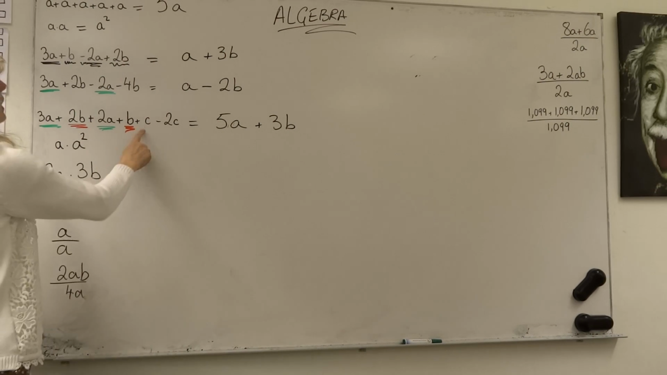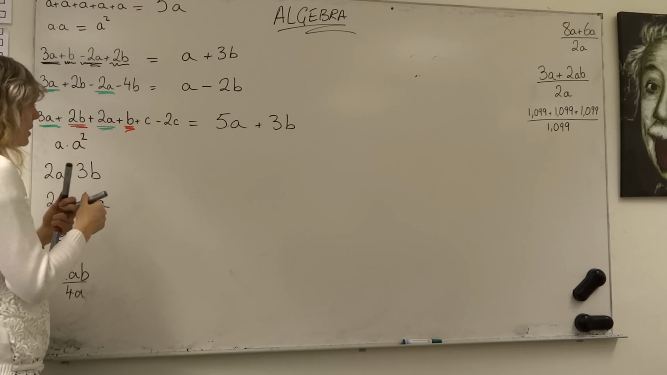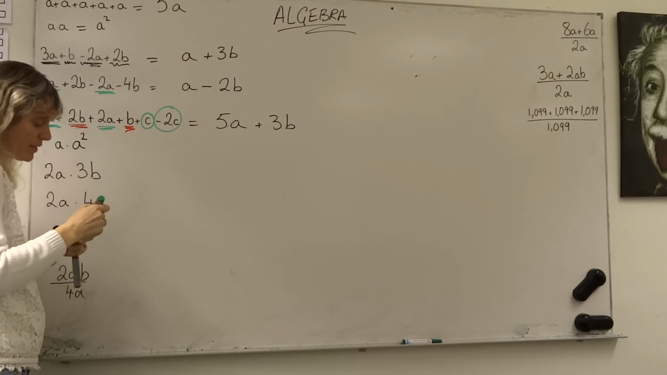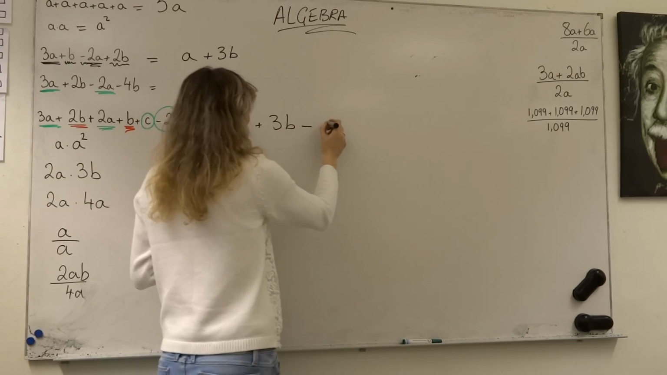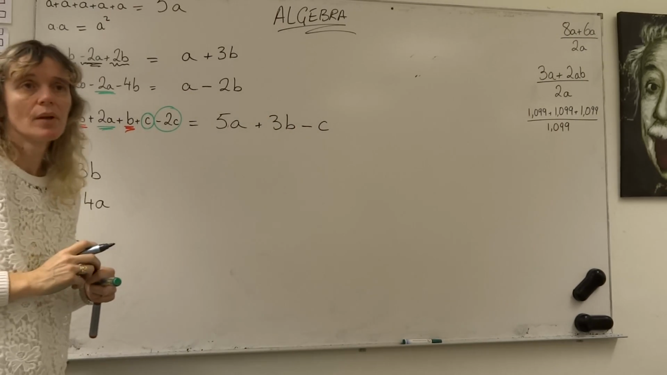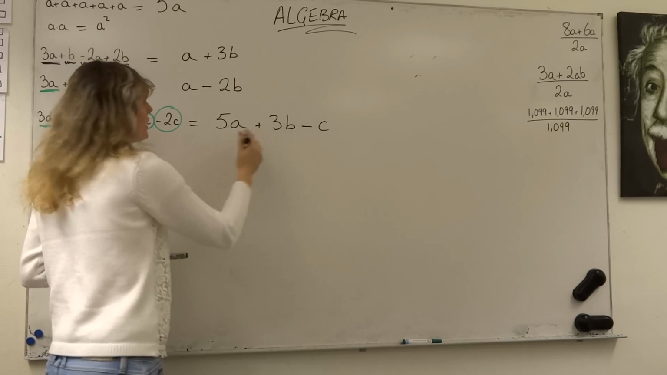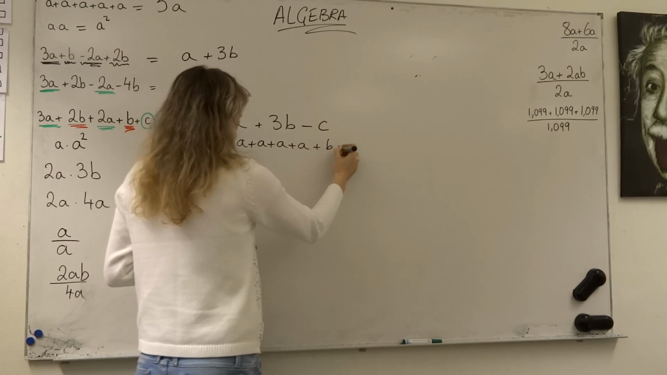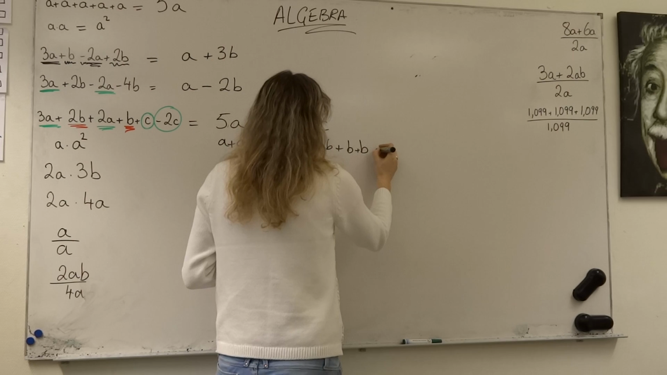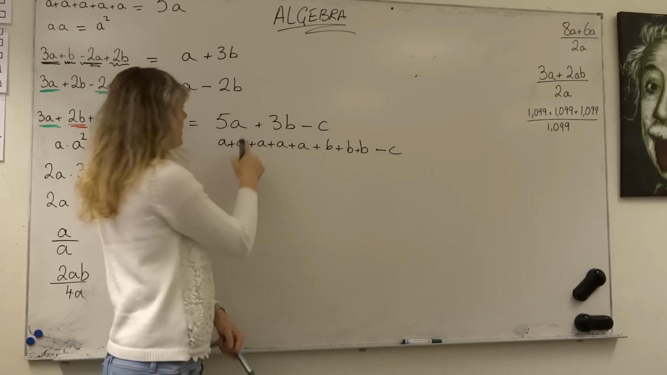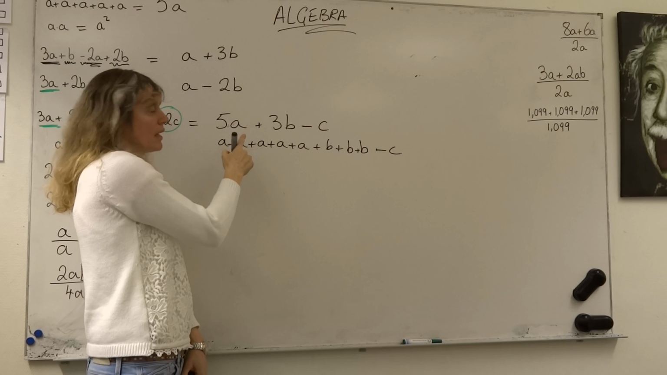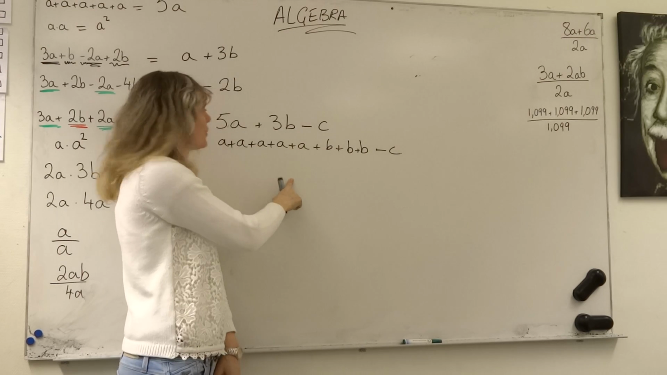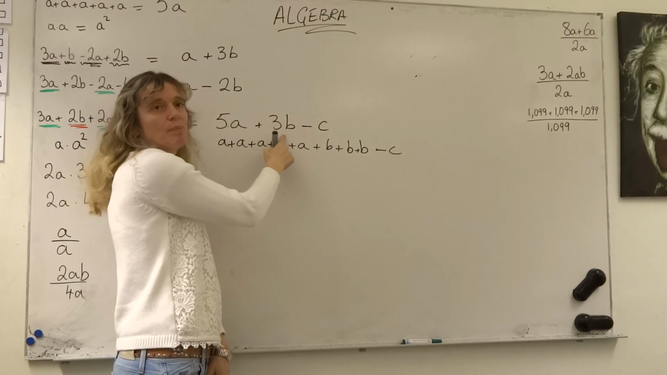And then C minus 2C. So our C's are here. We've got 1 C and we take 2 C's away. How many would we end up with? We'd end up with a minus C. And this is much easier than writing it like this: A plus A plus A plus A plus A plus B plus B plus B minus C. This means exactly the same as this. This is a really ineffective way of writing, and mathematicians are lazy, okay? So we do it the simplest way. 5A plus 3B minus C.